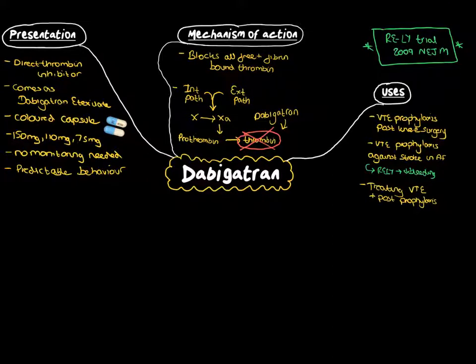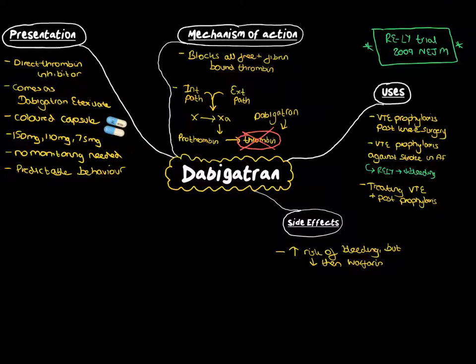One of the common side effects, which is common to all of the NOACs, is an increased risk of bleeding, although as we said in the RE-LY trial, the risk of bleeding is slightly lower than that of warfarin. There's also a common side effect amongst the NOACs that's GI upset. About 35% of patients will get GI upset from using Dabigatran, and that's just something to be aware of.